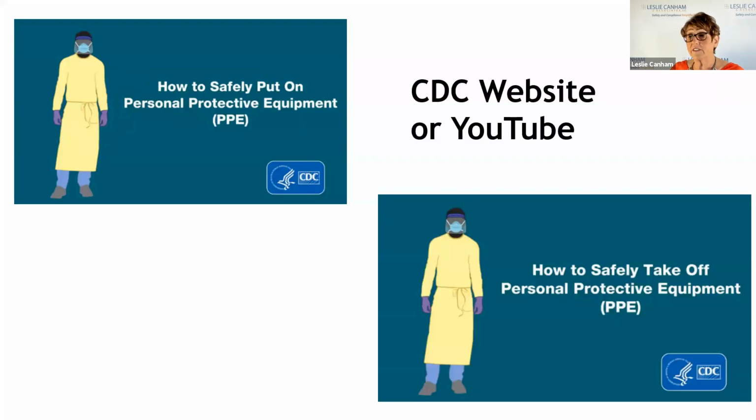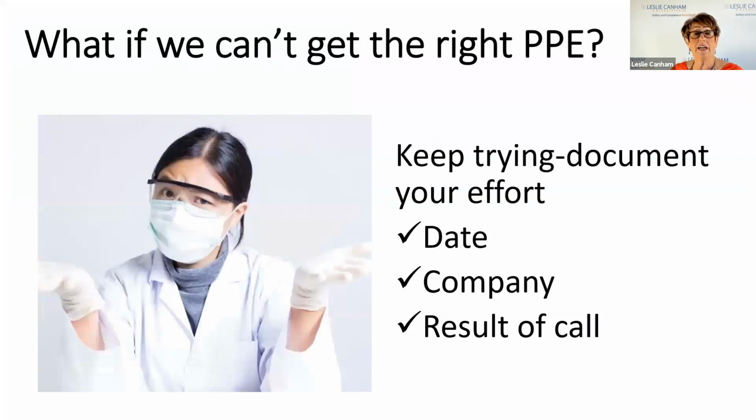People are often concerned and calling me pretty regularly about what if we can't get the right personal protective equipment? Well, it's important to document your efforts. Make sure that you have at least documented the date that you attempted to get your PPE. N95s have been difficult to get. And we want to make sure that we document our efforts in the event that we cannot get them.